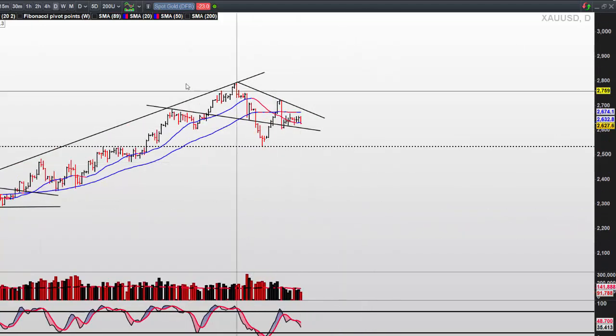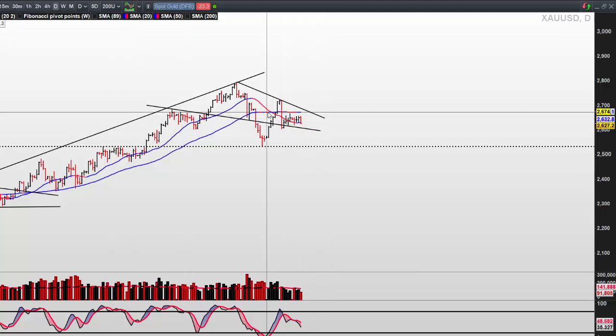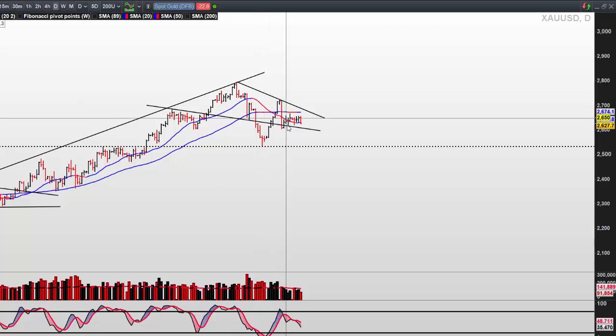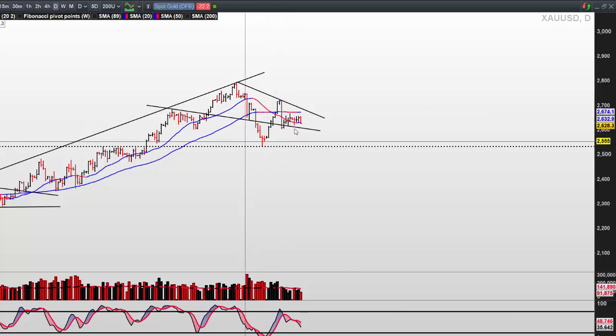So you can see this is a 20 and 50-day average here. We broke down through the 50-day average on the 11th, popped back up into resistance, and then immediately shot down at this huge sell on the 25th, and any subsequent pushes up have been sold into.